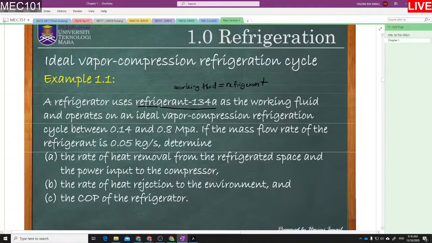Okay, it says it operates on an ideal vapor compression refrigeration cycle. Okay, this highlights the ideal, because if we have the ideal system, we don't need to consider heat loss and pressure loss. Okay, senang lah. Okay, it says the cycle is between 0.14 and 0.8 MPa. This is the highest pressure, this is the lowest pressure.